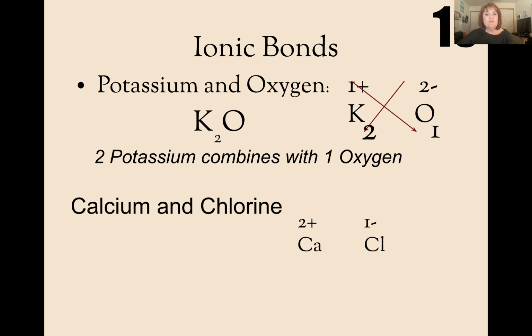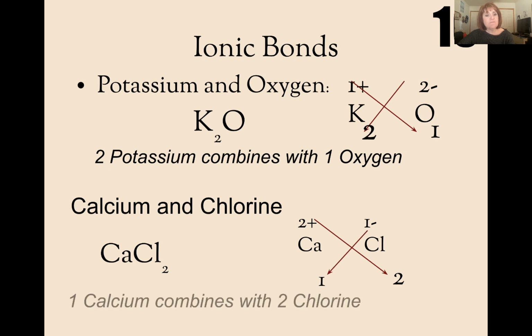Again, calcium and chlorine. Calcium is a 2 positive, chlorine is a 1 negative. The 2 from calcium comes down to be with chlorine. The 1 from chlorine comes down to be with calcium. And just like in math, we don't always write the 1s, and we would write the formula of CaCl2. It's okay to write Ca1Cl2 until you get used to it, because it would take 1 calcium to combine with 2 chlorine.